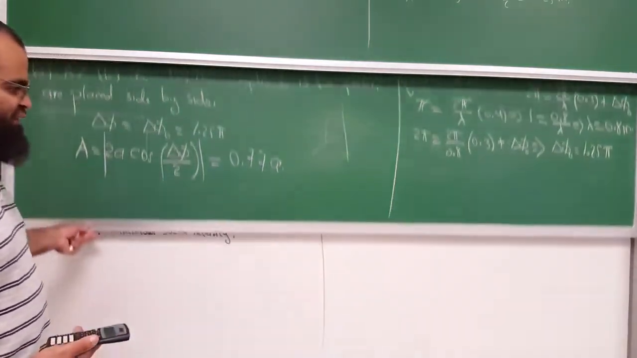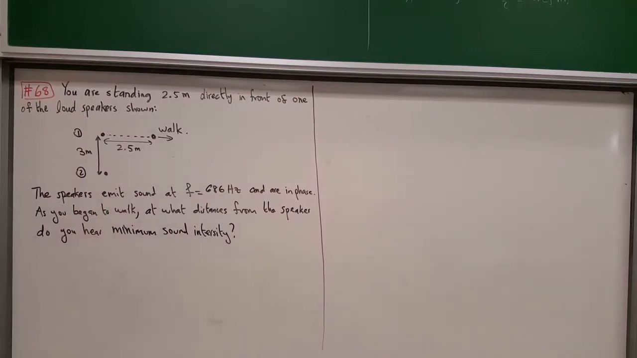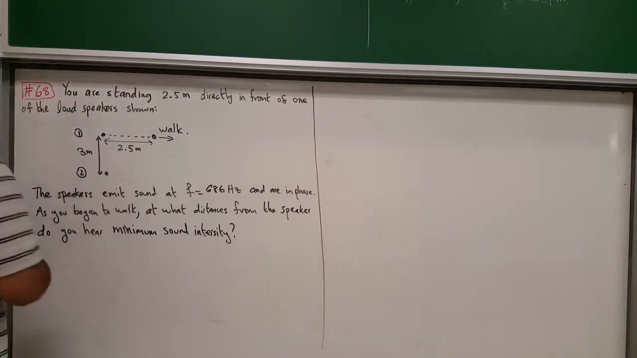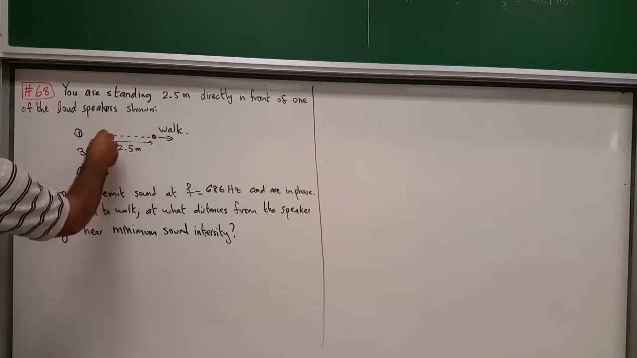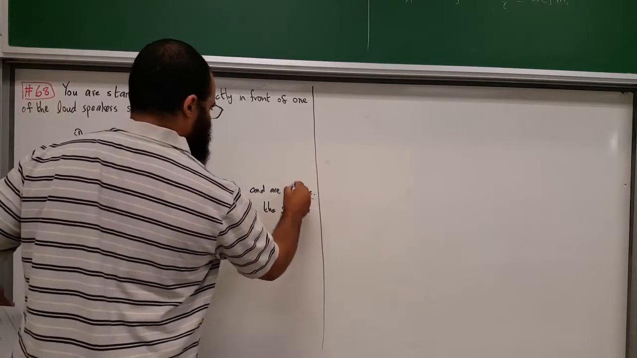So let's go to the next question. Let me put away my calculator here and read the question. It says, you are standing 2.5 meters directly in front of one of the speakers shown. So you have speaker 1, speaker 2, and you're standing in front of one of them directly, like a 90-degree angle. The speakers emit sound of a frequency of 686 hertz, and they're in phase. What does in phase mean?